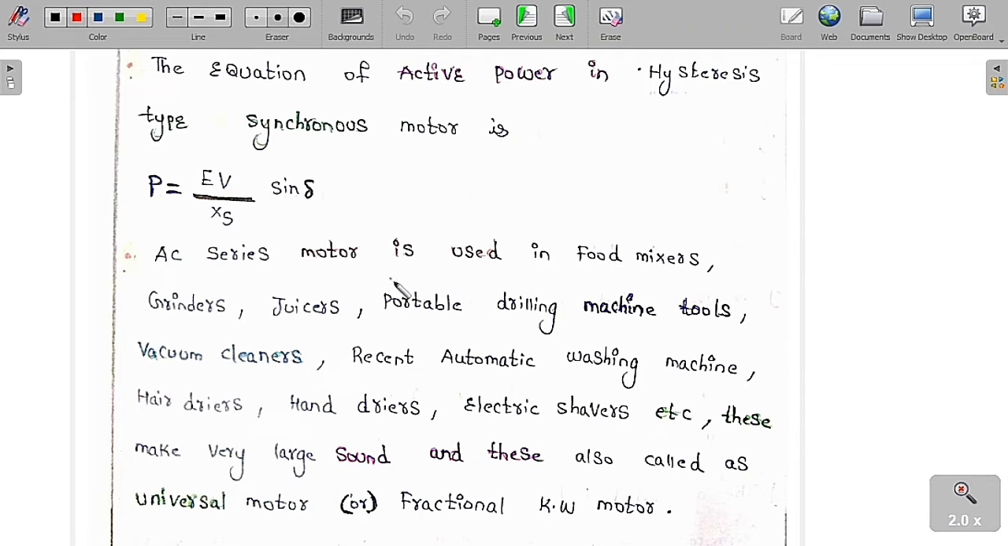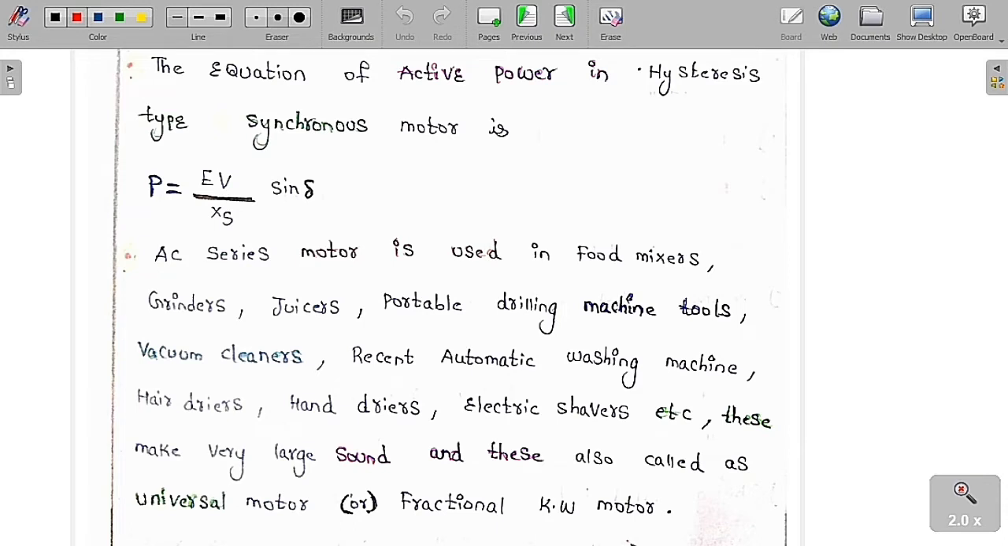See, the AC series motor, I have already told you, is also called a universal motor. It is basically used in food mixers, grinders, juicers, portable drilling machines, tools, vacuum cleaners, recent automatic washing machines, hair dryers, hand dryers, and electric shavers. These make a very large sound and are also called universal motors or fractional kilowatt motors. Its diagram is similar to a DC series motor, but it can work on both AC and DC supply, though it makes a large amount of sound.